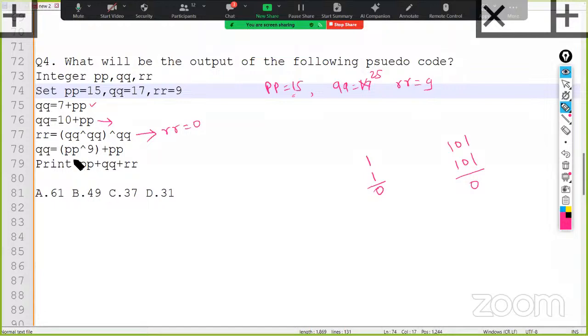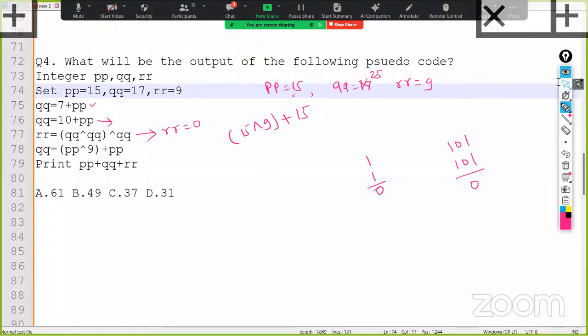And now only QQ I have to calculate. RR is 0, which means if I add it into my addition, that doesn't even matter. Now QQ is going to be calculated as PP, that is 15 XOR 9, and I need to calculate this and add the value of PP, that is 15. So let us calculate 15 XOR 9.